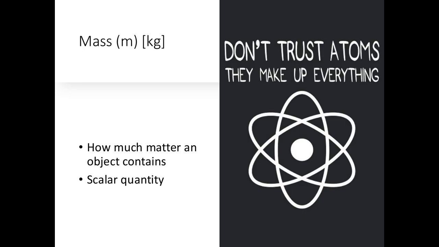And matter, atoms make up everything. So mass is basically a measure of the amount of atoms something contains. The unit for mass is kilograms, and the variable that we use is lowercase m. So when we talk about the mass of planets and stars, this is what we'll be talking about, how much stuff is in those objects.